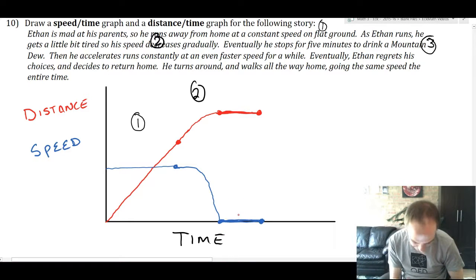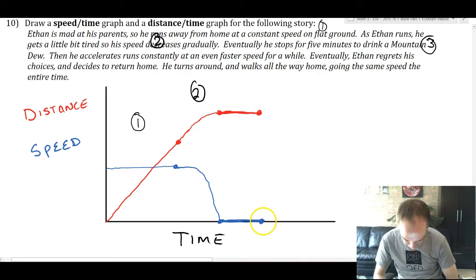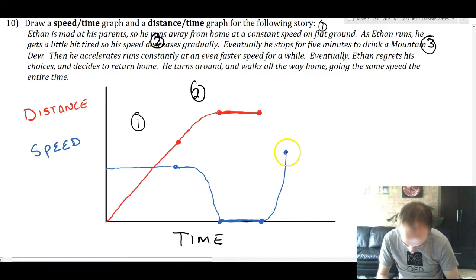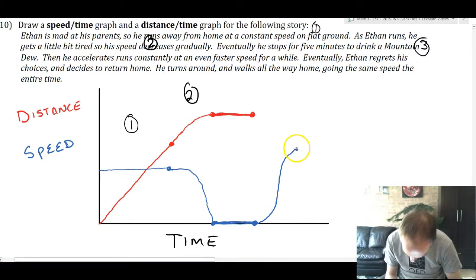All right, having drunk his Mountain Dew, he accelerates and runs constantly at an even faster speed for a while. So he can't just instantly go from no speed to some speed. So he accelerates. Whoosh! That's a fun sound. And then once he's done accelerating, actually maybe it's kind of a smooth curve. It accelerates up, whoa, and then starts to even out at an even faster speed than before. And he runs at a constant speed for a while.